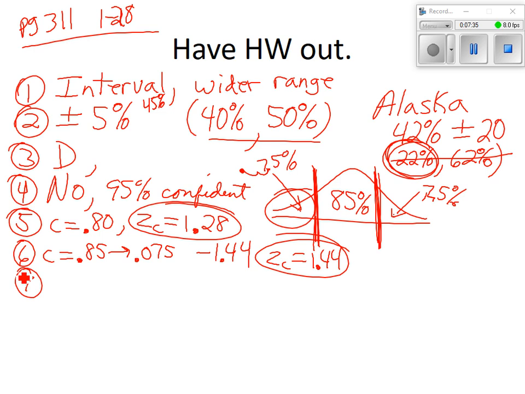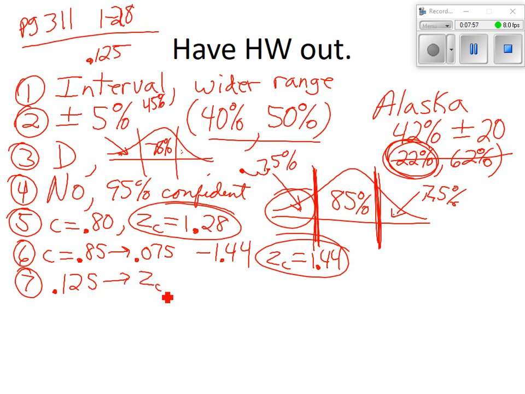Number 7, 75%. We do 75% in the middle here. How much is left over for the two tails? 25. What's on each half? 12.5. So 12.5%. We change that to 0.125. Somebody help me out. What's the z-score for 0.125? Again, we have to use the chart here. Negative 1.16. Anybody else get that? No, 1.15. 1.15? Is that the closest one? Yeah. That's our critical value, 1.15.